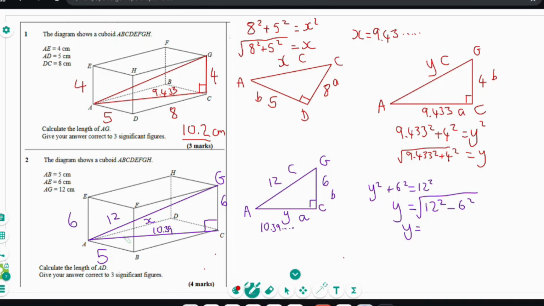So 10.39 here. Now AD is X, but it's the same as BC. So can you see there's that right angle triangle, not the best picture here, but let me just put that in to show it is a right angle triangle. We've got a rectangle ABCD at the bottom of that cuboid. So if you split it through the diagonal, you would get a right angle triangle with the 10.39 as the hypotenuse.